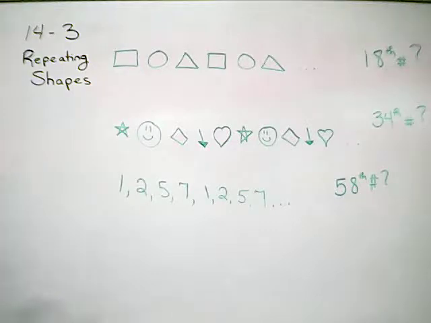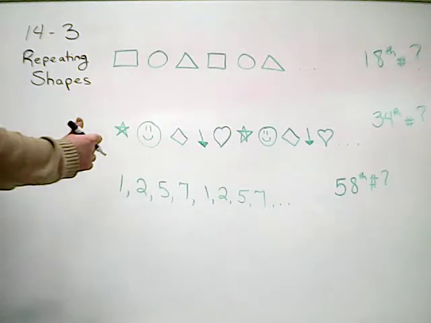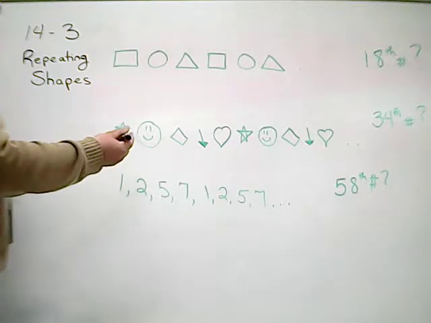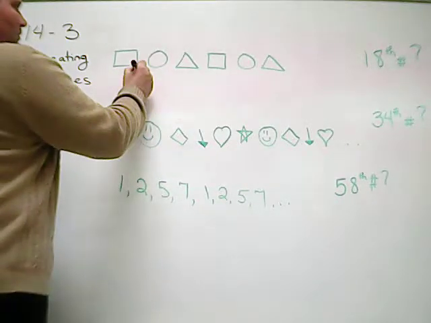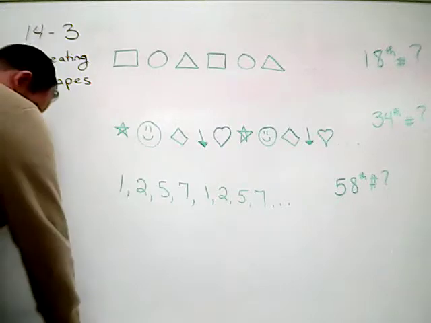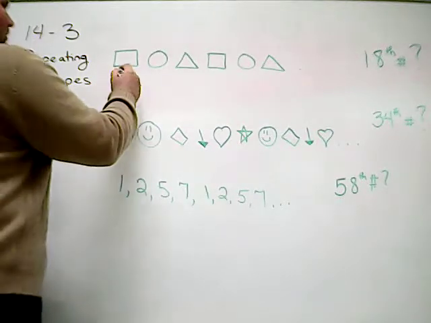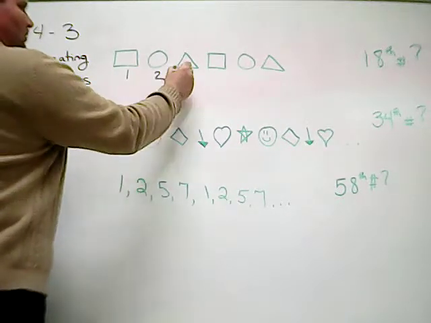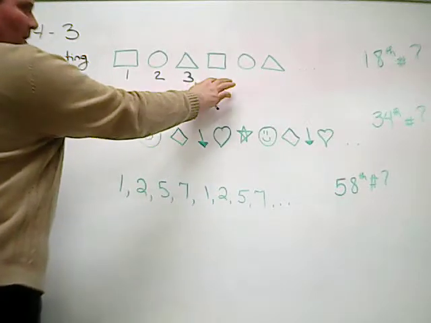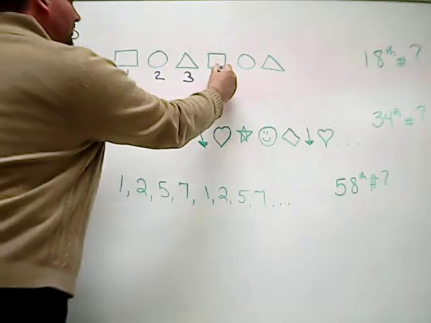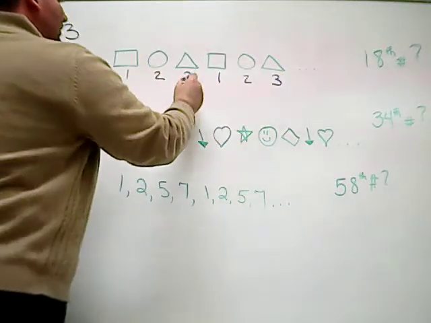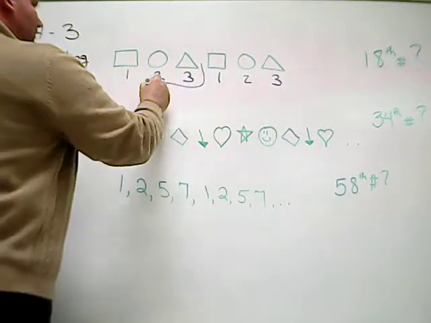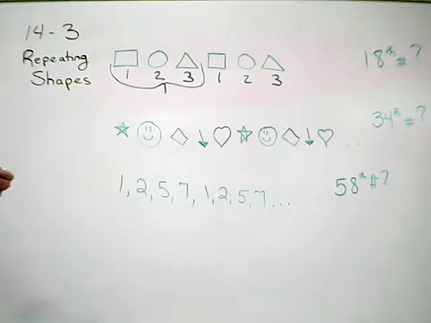So the first thing I need to do is see how many shapes are in my pattern. So I have square, square, circle, square, circle, triangle. And then my pattern repeats itself. This is a 1 again, a 2 again, and a 3 again. So what I have here are 3 shapes in my pattern set.